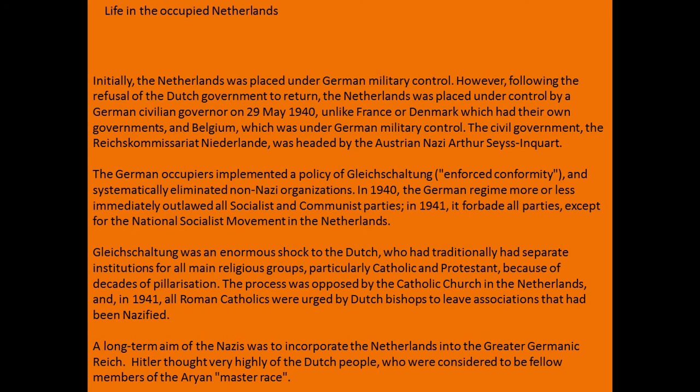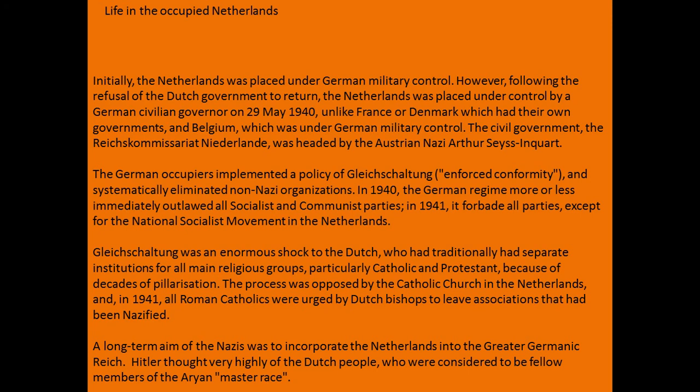The German occupiers implemented a policy of Gleichschaltung, enforced conformity, and systematically eliminated non-Nazi organizations. In 1940, the German regime more or less immediately outlawed all socialist and communist parties. In 1941, it forbade all parties except for the National Socialist Movement in the Netherlands.